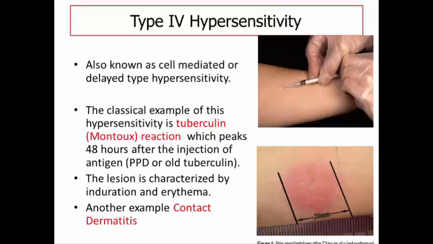The fourth type is type 4, which is the cell-mediated type, or delayed type. We have here two examples, like the tuberculin test, the Mantoux test. We use it to identify whether the person is sensitized, or has been infected or vaccinated by TB or not. In this test, the lesion is characterized by induration and erythema. The other one is contact dermatitis, which occurs on the skin due to wearing, for example, a specific watch or specific clothes for a long time, but you are allergic to it.